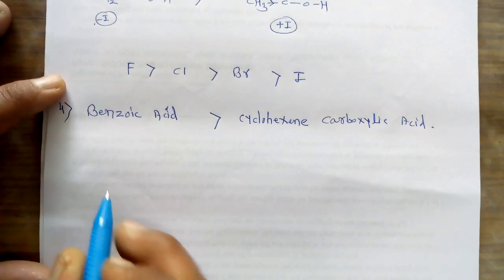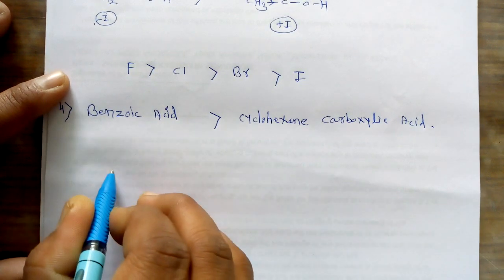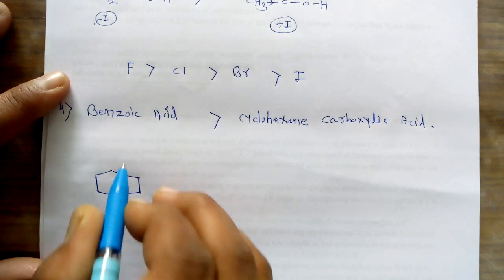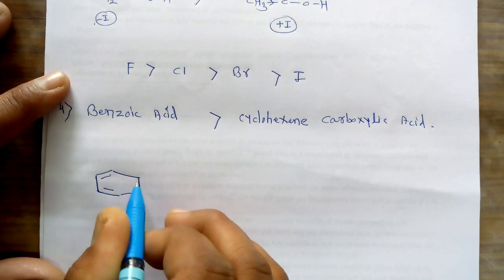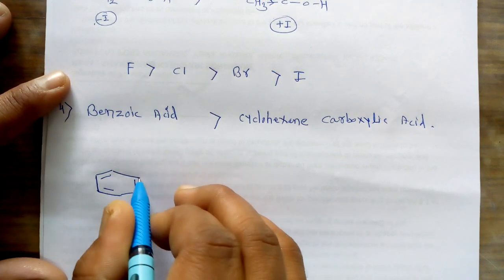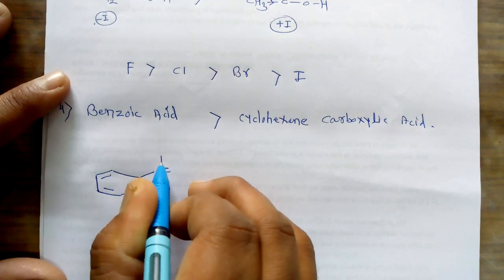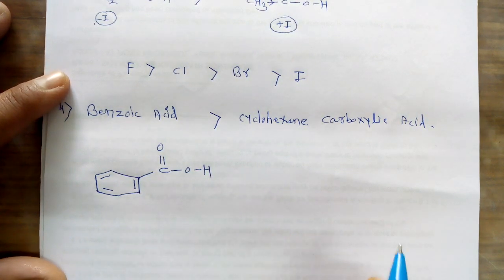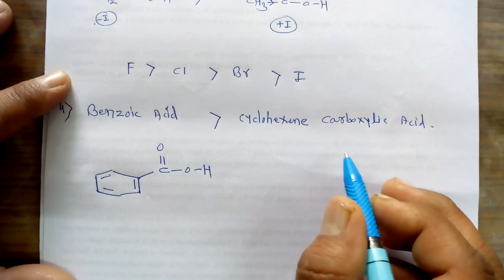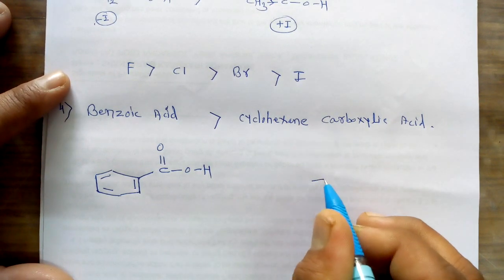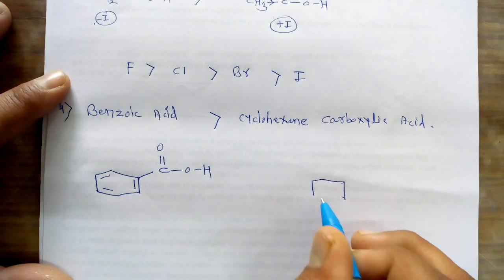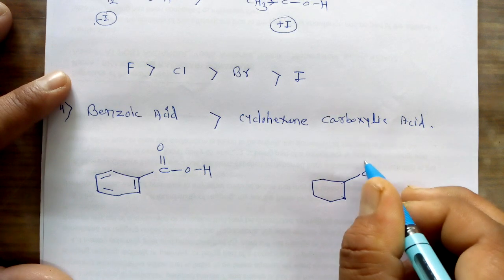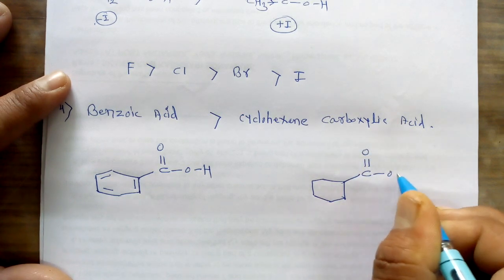So we know very well benzoic acid is an aromatic acid. So we have to draw its structure. A benzene ring is there, these are the 3 double bonds, and as the carboxylic acid group is attached to this benzene, it is C double bond O, single bond OH. So this is the structure for benzoic acid. And the next acid is cyclohexane, so we take a cyclohexane ring, and it gets attached to the carboxylic group COOH.